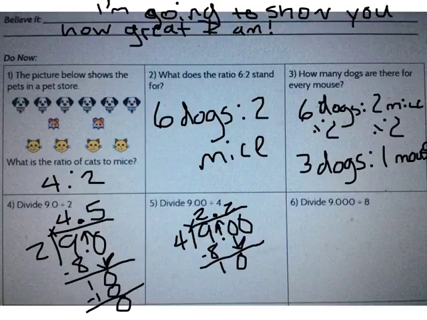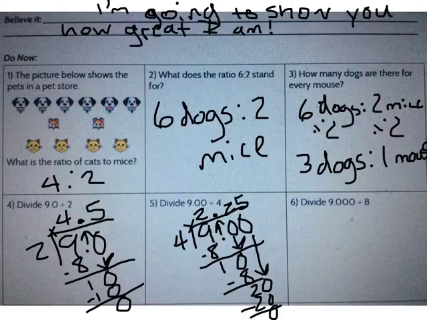What's 2 times 4? It's 8. When I subtract, I have 2 left over, and I can bring down my 0. How many times does 4 go into 20? 4 goes into 20 5 times. 5 times 4 is 20, and I would have none left over. So the answer is 2 25/100.